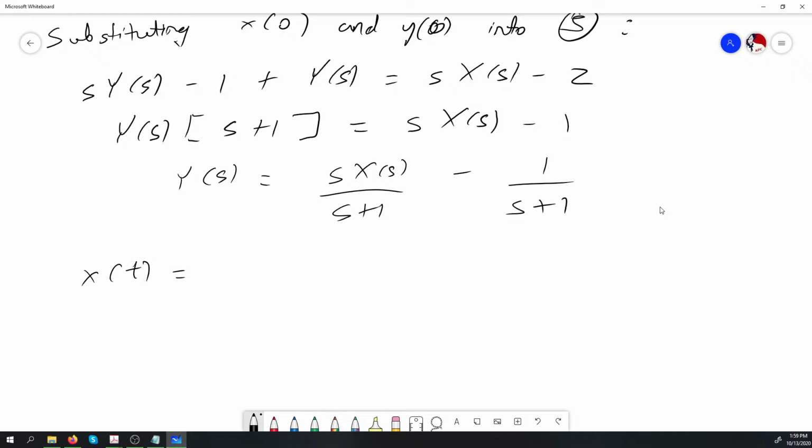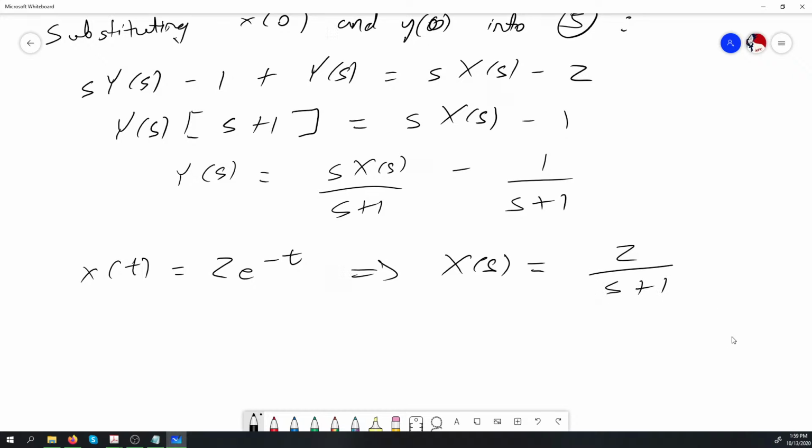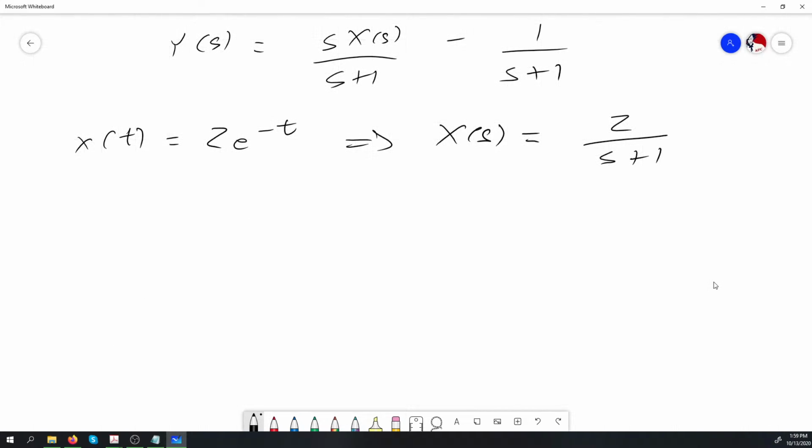Recall x of t here was 2e to the minus t. So that means x of s here, when we watch our Laplace transform table, is going to be 2 divided by s plus 1. And if we substitute that in accordingly, that becomes y of s is going to be equal to 2s over s plus 1 all squared, minus 1 divided by s plus 1.